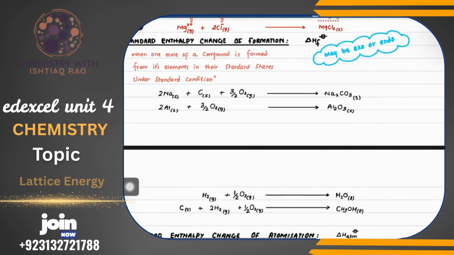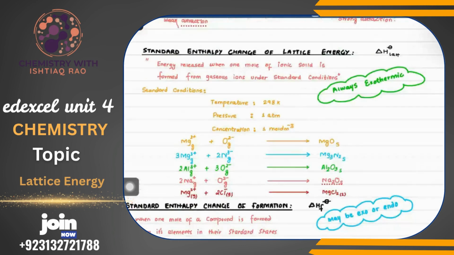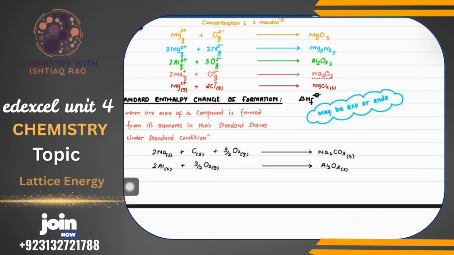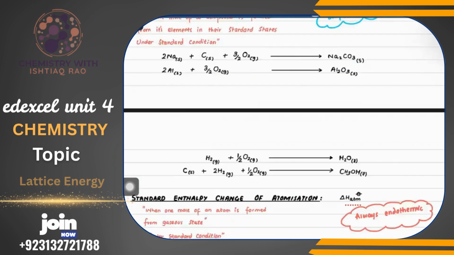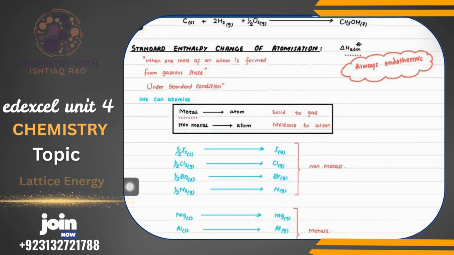For the formation, 1, 1, 1, 1. And for the lattice energy, we need to write 1, 1, 1, 1, 1. Remember, this is the mandatory thing that we need to know. For atomization, 1, 1, 1, 1. So this is standard condition.